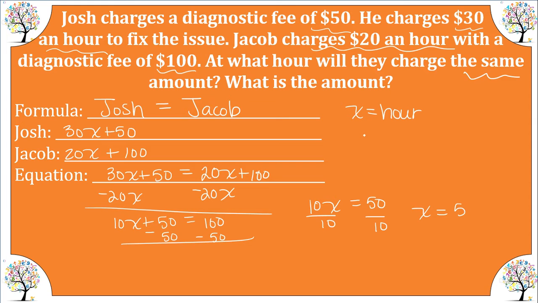So at hour 5, so in 5 hours, we're going to see what they each charge. So we're going to plug in 5 for x. 30 times 5 is 150 plus 50 is $200. And this should be the same amount as Jacob. So this time we have 20 times 5 plus 100. So 20 times 5 is 100 plus another 100 is 200. So at 5 hours, they each charge $200.